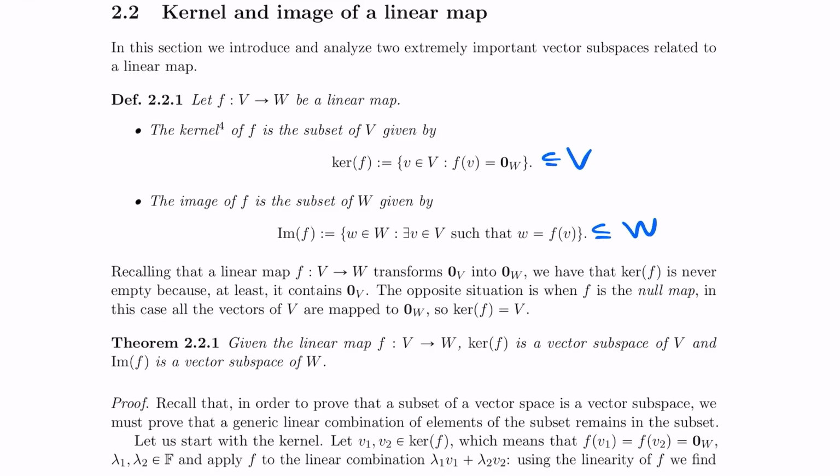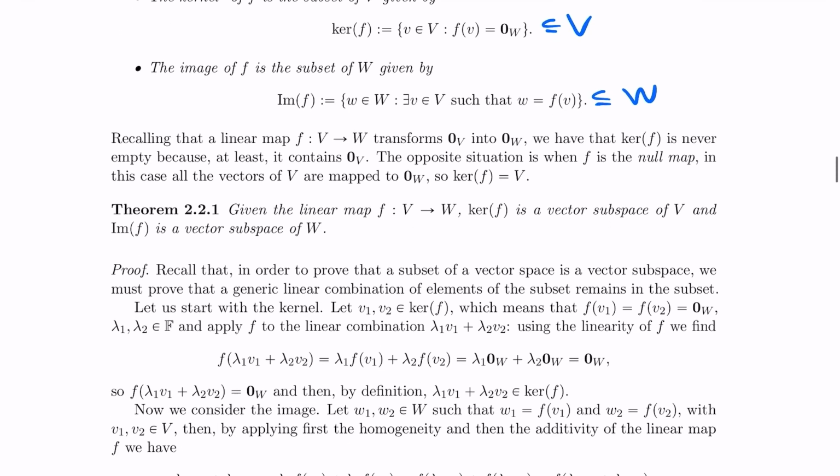We can also consider the situation in which the kernel of F coincides with V. In this case, every vector of V is mapped to the null vector of W. That is, F is the null map. We can now pass to the proof of the fact that the kernel is a vector subspace of V and the image is a vector subspace of W.